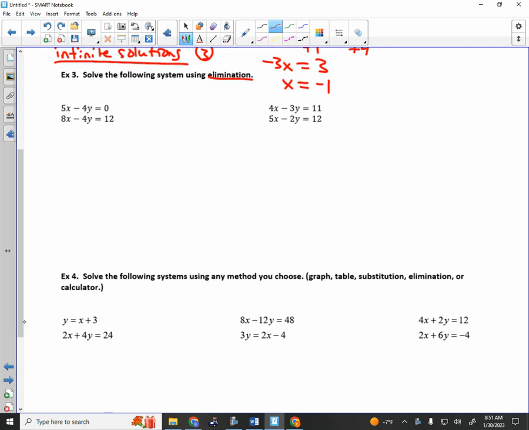Let's do our last option here. This is elimination. Don't write this, but elimination is where you add things together and you make the x or y go away. So watch what happens if I add these. I get 5x and 8x make 13x. -4y and -4y makes -8y. And 0 and 12 makes 12. I didn't get the x or y to disappear, did I? Does anybody know what I can do to make sure that the x or the y disappear?